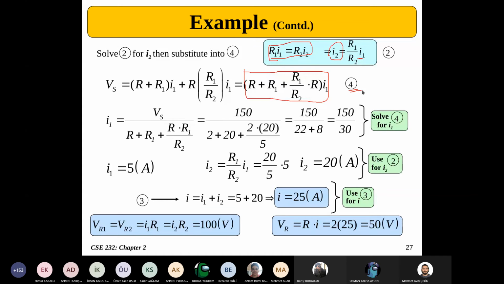Now 4 changes to something like this. Using 4, since there's only one current value in here, I'll be able to calculate that value using those resistive values divided by V of S divided by the total resistances, and it will end up to be 5 amps. And due to this relationship, I can also calculate the second current, and it will end up to be 20.